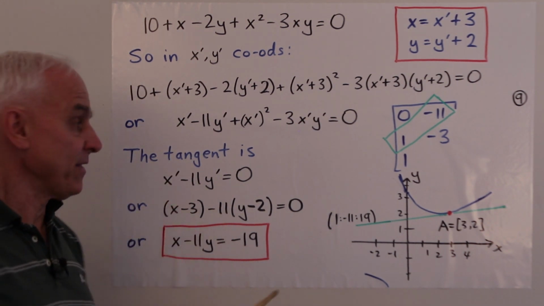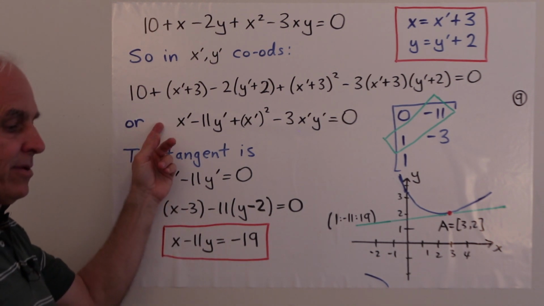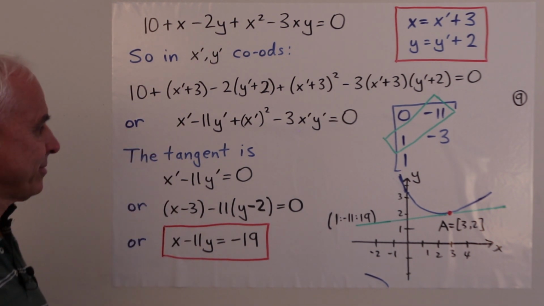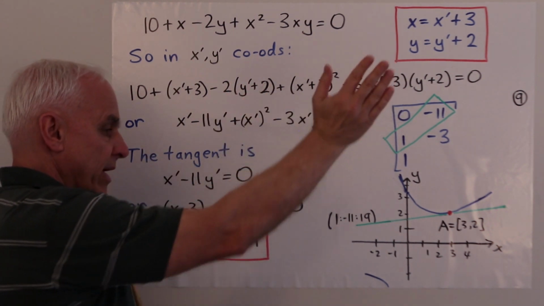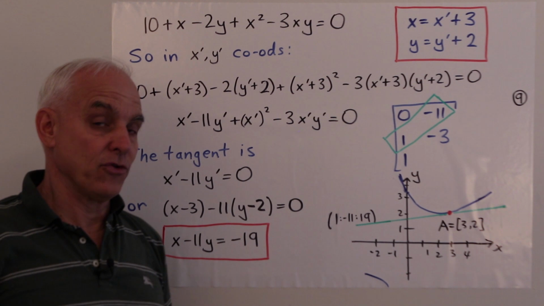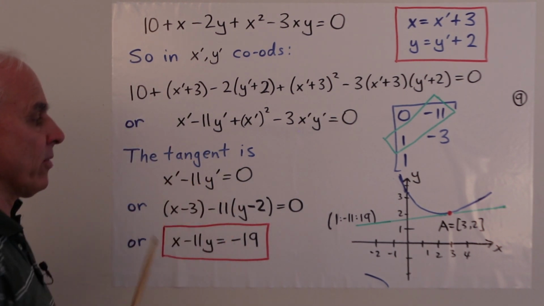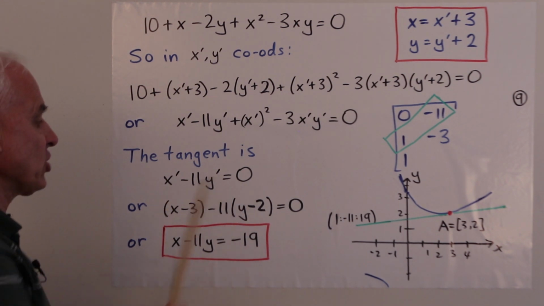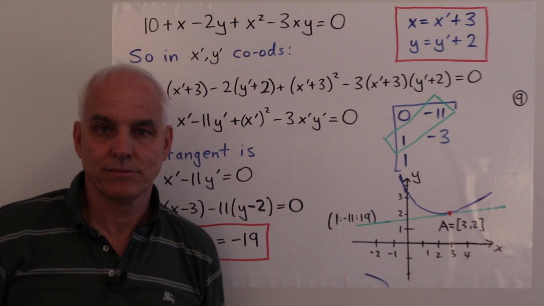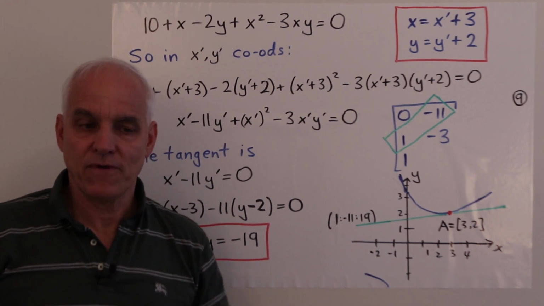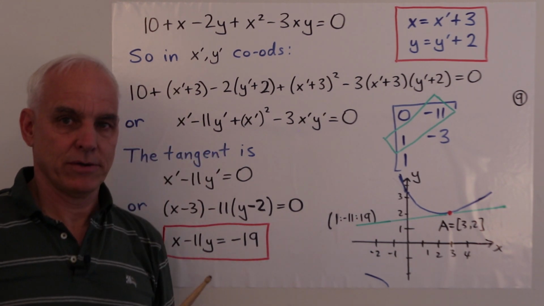And in those coordinates, this is now a grounded algebraic curve because it has no constant term. So we can calculate the tangent immediately. We just truncate. We just throw away all the terms which are higher than degree 1. And we just get x prime minus 11y prime equals 0. So this is the equation of the tangent in the x prime, y prime coordinates. We first have to make the translation, and then we do our simple truncation.